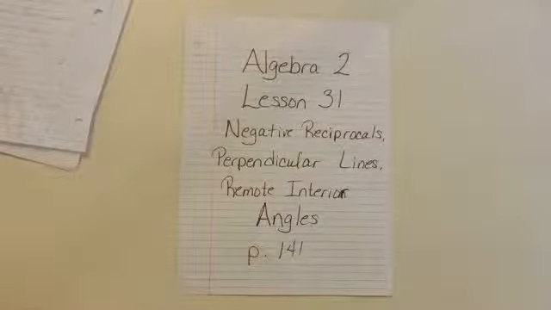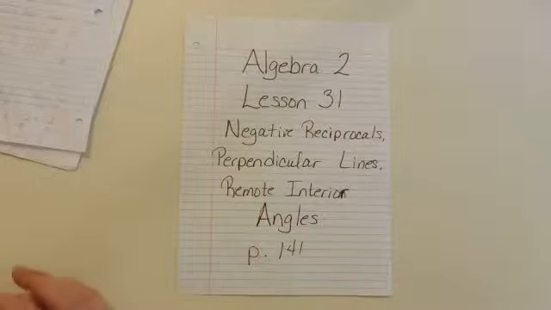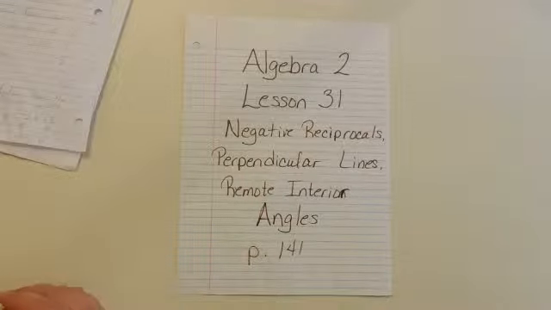Hi, welcome to Algebra 2. This is lesson 31. We're going to talk about negative reciprocals, perpendicular lines, and remote interior angles. We're starting on page 141.